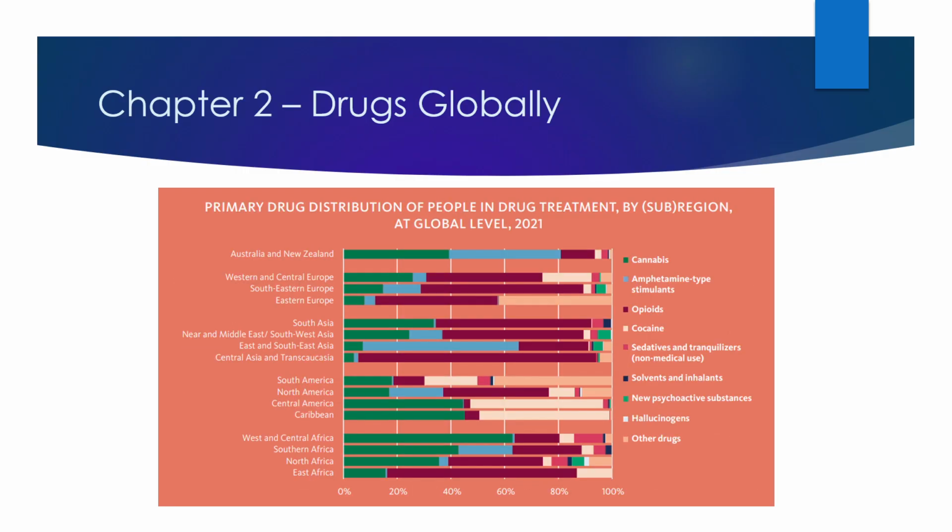Now let's move on to this next one. So here you've got an example of a graph. It's got a lot going on. It could be confusing and difficult to figure out. It always helps to read the title slowly, because that usually cues you to what it's about. Primary drug distribution of people in drug treatment by region at the global level. The year is 2021. See, this distribution is confusing.